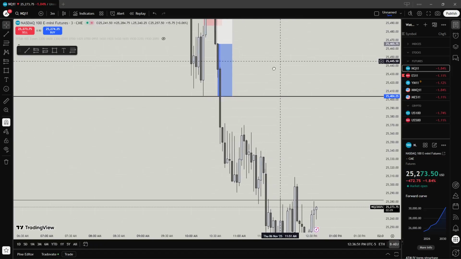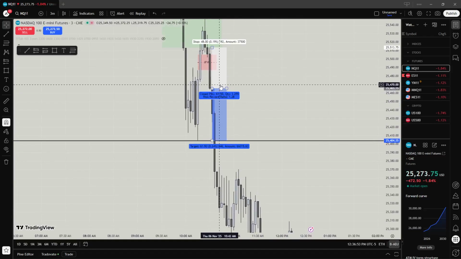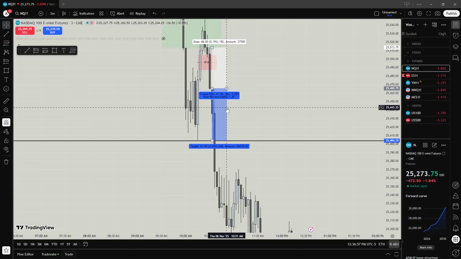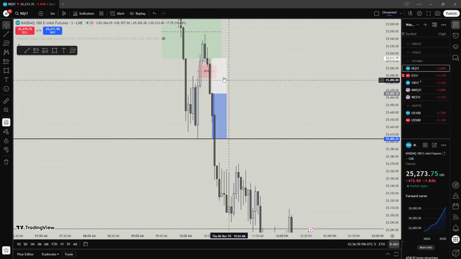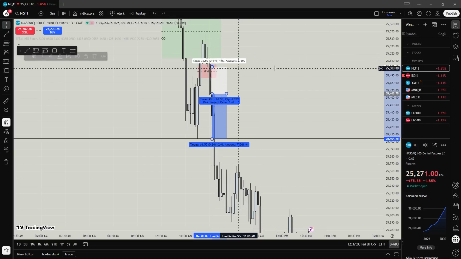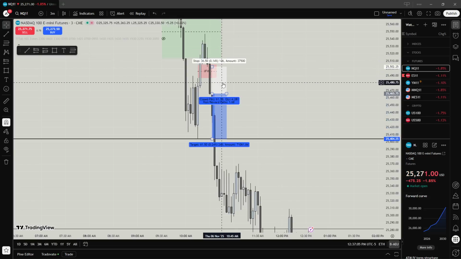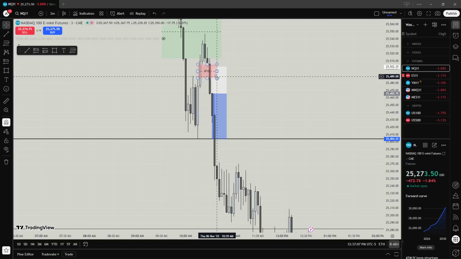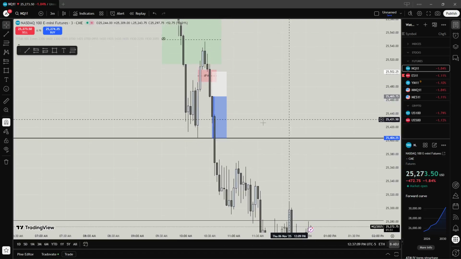So you could have targeted this, which is more than enough. I mean, it's over 60 points, almost 300 ticks, 250. Stops you could have really placed anywhere. You could have just placed it right at the top of the fair value gap right there. So it's about a 1.5 RR, 1.7, whatever you want to say.